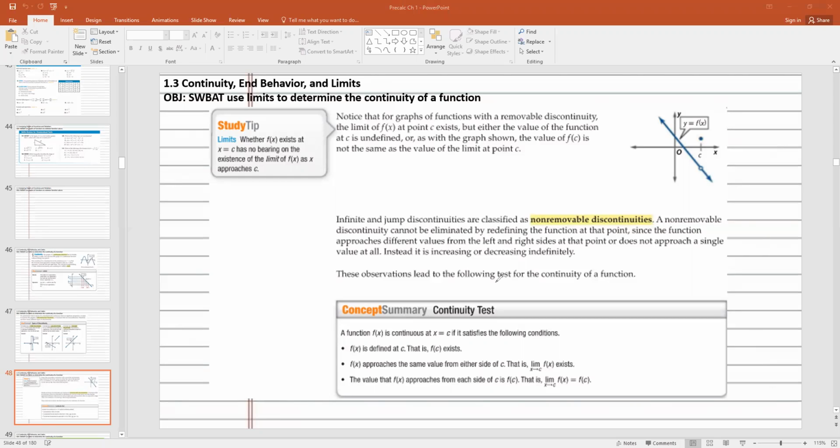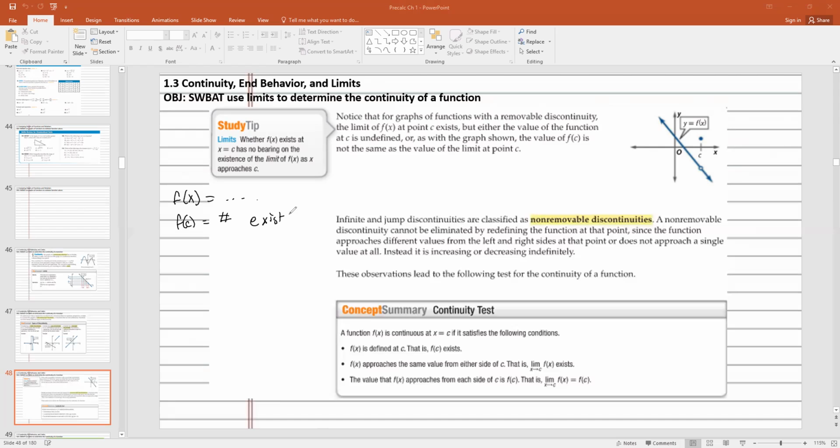So to do this, we need to do the continuity test. A function f of x is continuous at x equals c if it satisfies the following conditions. First, f of x is defined at c. That is, when you have a function f of x and you plug in your c, you get a number. Yay! That means it exists.